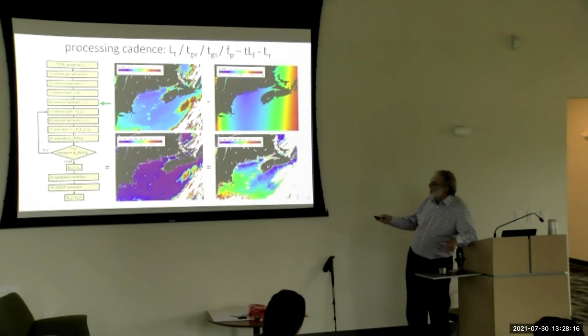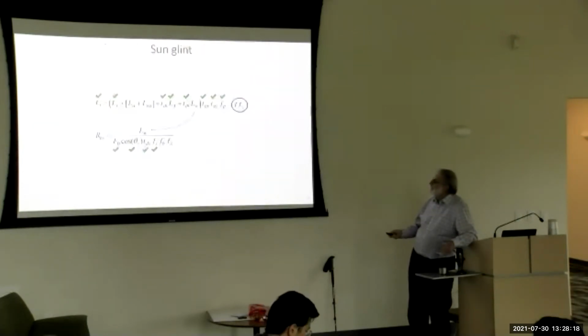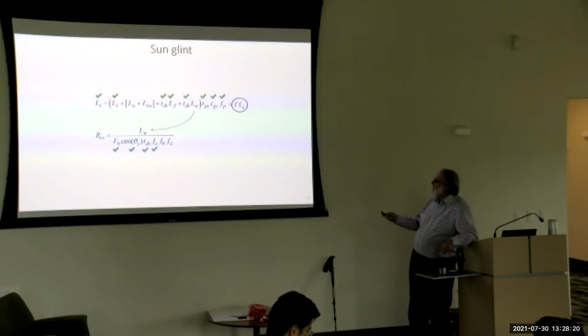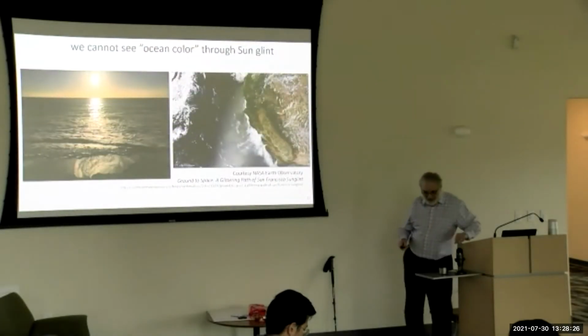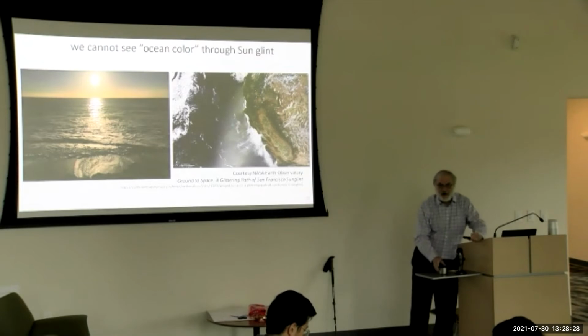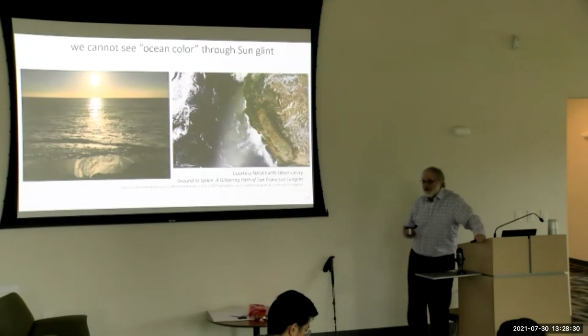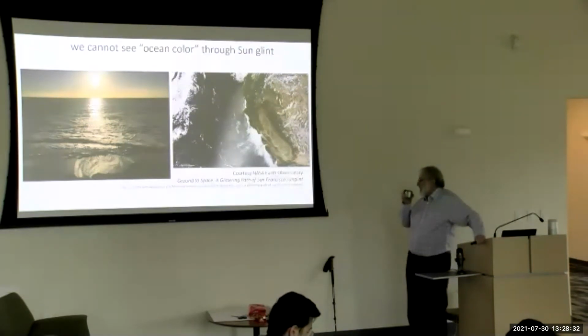Okay, what's coming up next? Remove the glint. That's this term here. We've now fixed up the Rayleigh term. Of course, if you have a lot of sun glint, all you're seeing is light reflected off the surface. You can't see what's going on with the water leaving radiance.